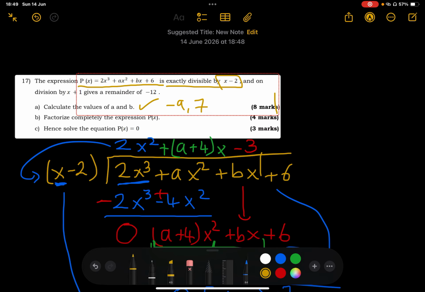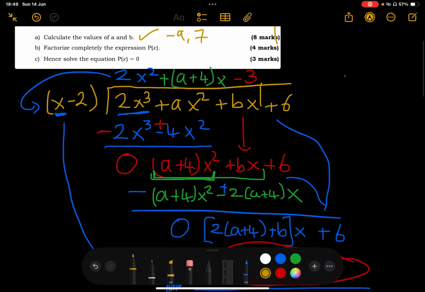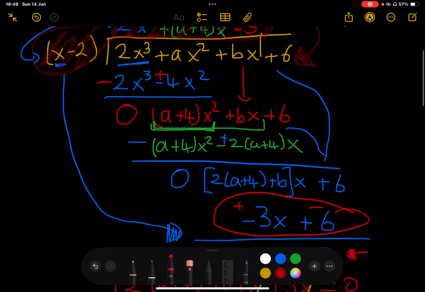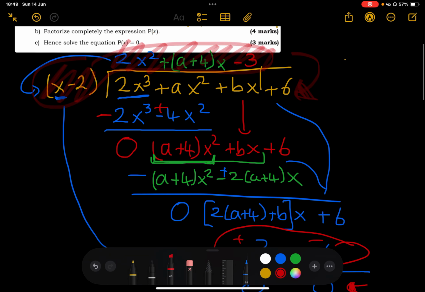Minus 9 and 7. Okay, now we want to factorize completely the expression for p of x. So we're going to be a little bit sneaky, and we've already done this division, right? So we know that this term here times this term here will be equal to this thing underneath, right? Because it divides in exactly. So instead of redoing that division, we're just going to sub in the value of a and b, right?